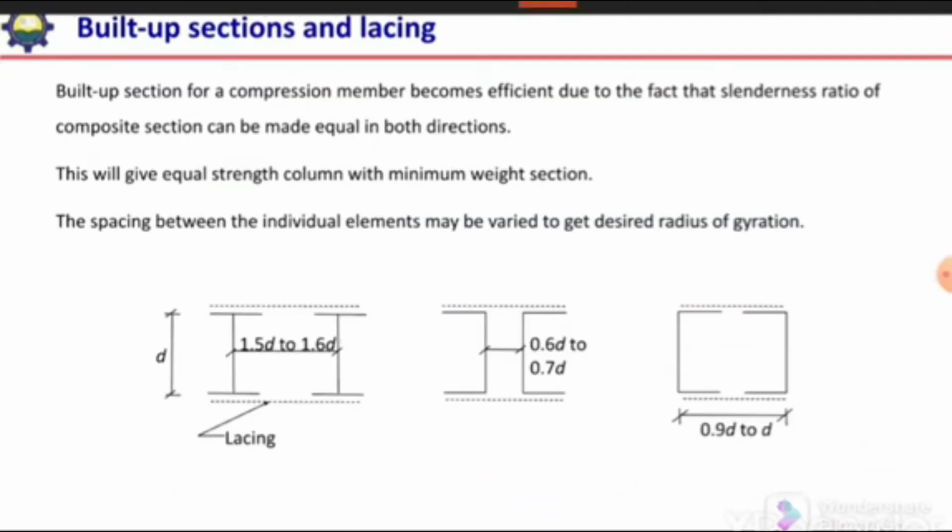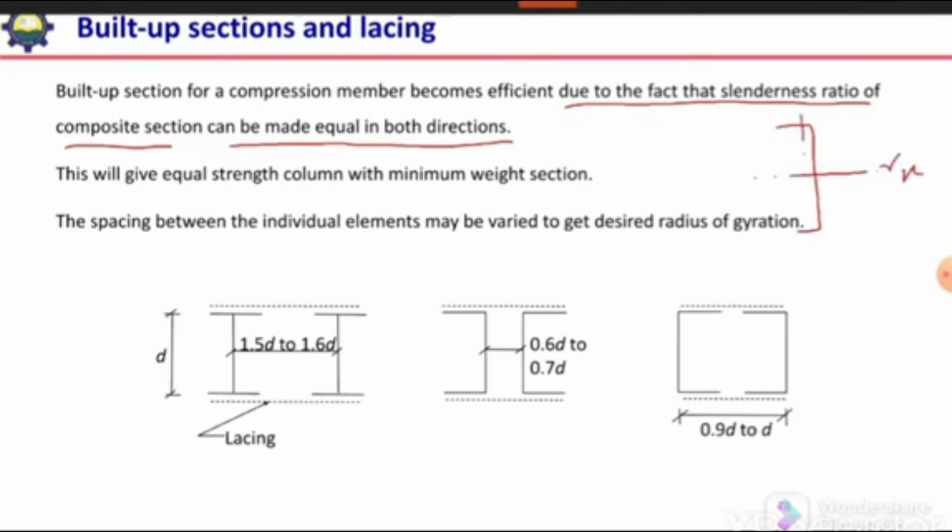Built-up sections for compression members become efficient due to the fact that the slenderness ratio of the composite section can be made equal in both directions. For example, if we have a channel section, the Rx value will be sufficiently larger than that of the Ry value. So if the effective length in both directions is the same, the slenderness ratio about x will be less than that about y.